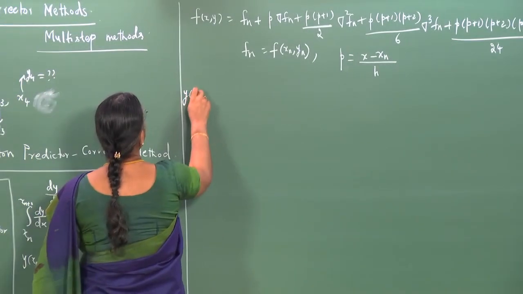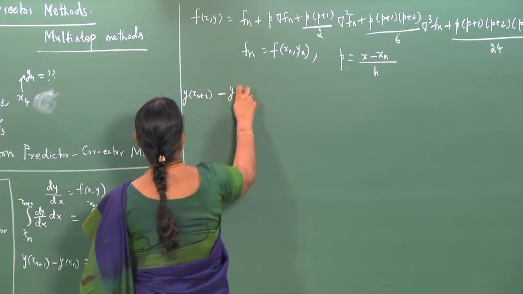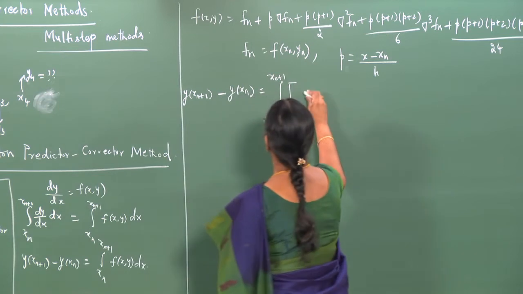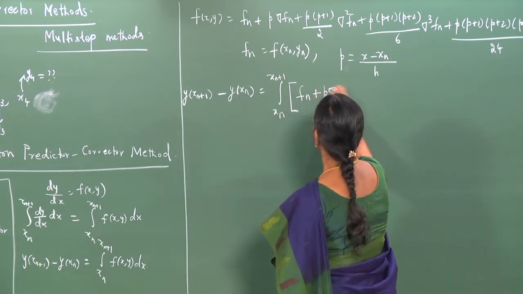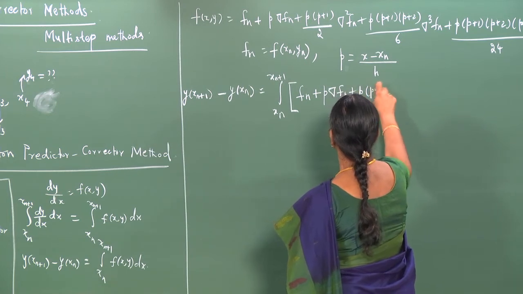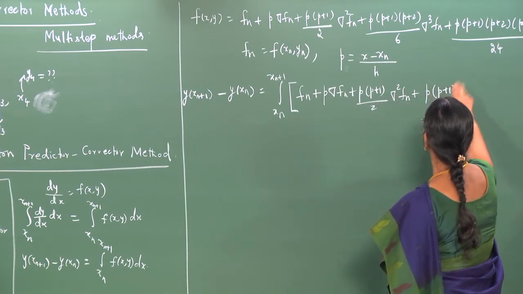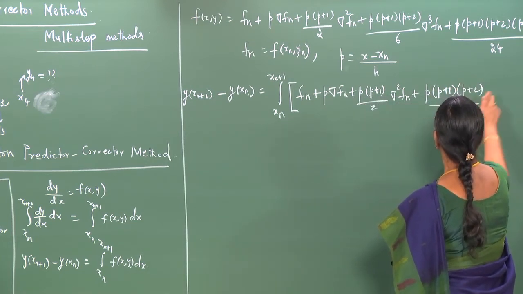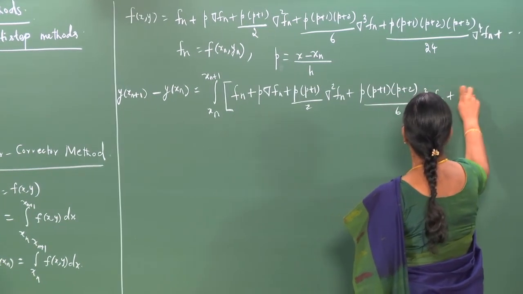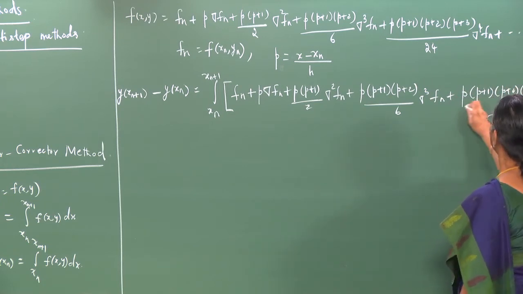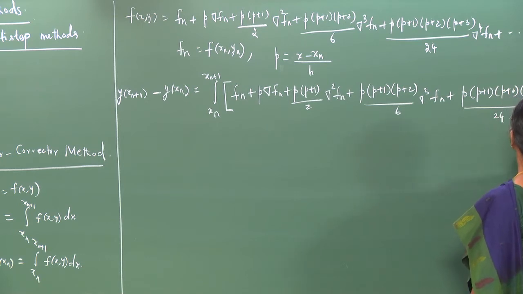So, I substitute for f of x comma y here. So, I get y of xn plus 1 minus y of xn is integral xn to xn plus 1 f of x comma y. So, fn plus p delta fn plus p plus 1 by 2 into del square fn plus p plus 1 p plus 2 by 6 del cubed fn plus p plus 1 p plus 2 into p plus 3 by 24 into del power 4 fn plus etc. integration with respect to x.